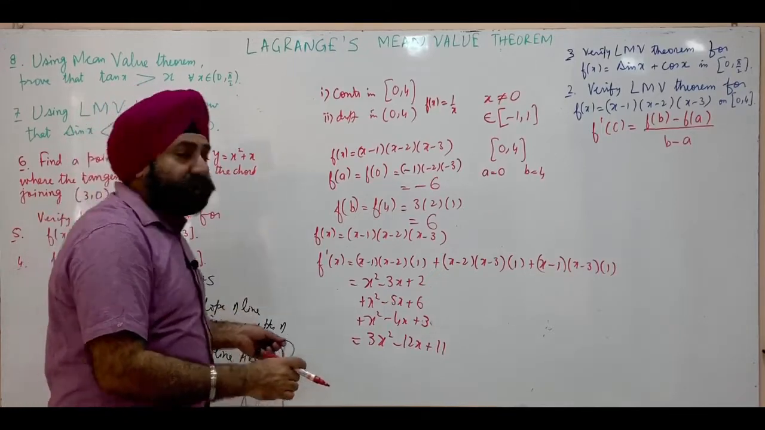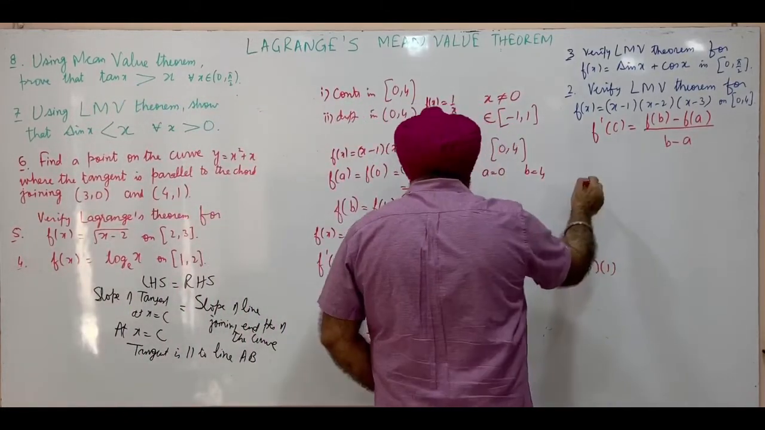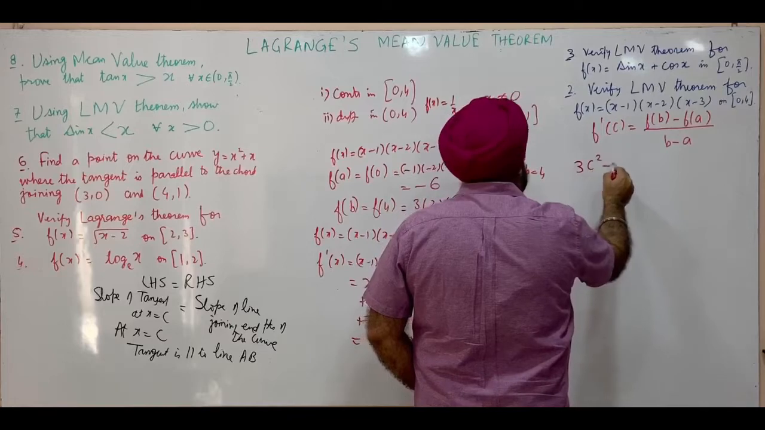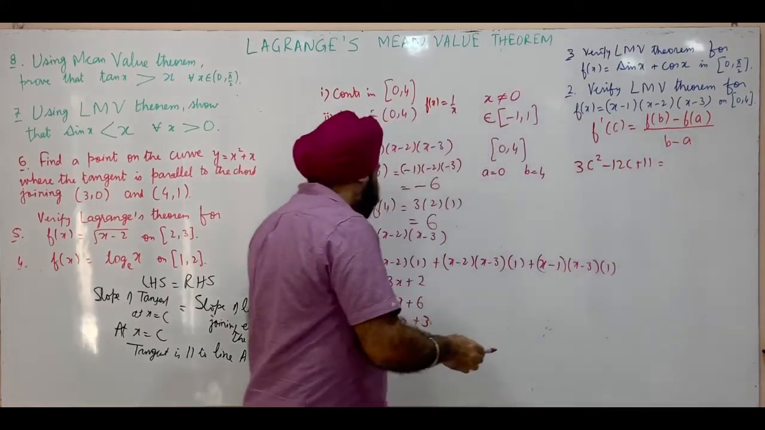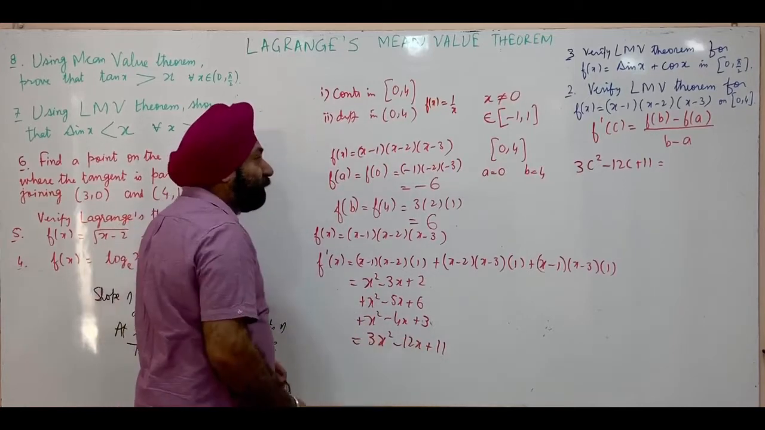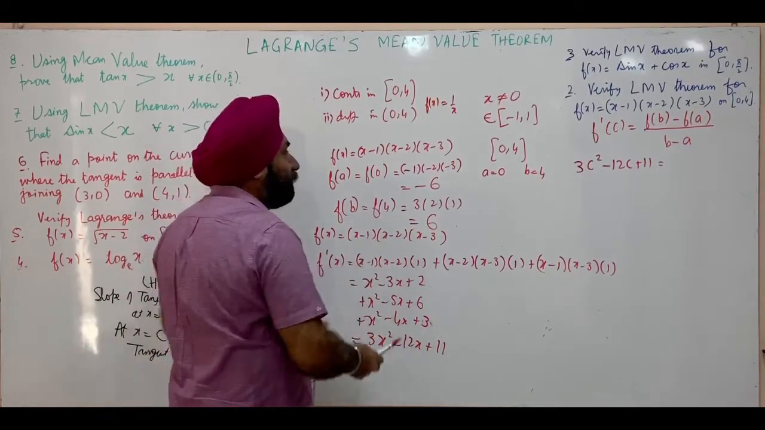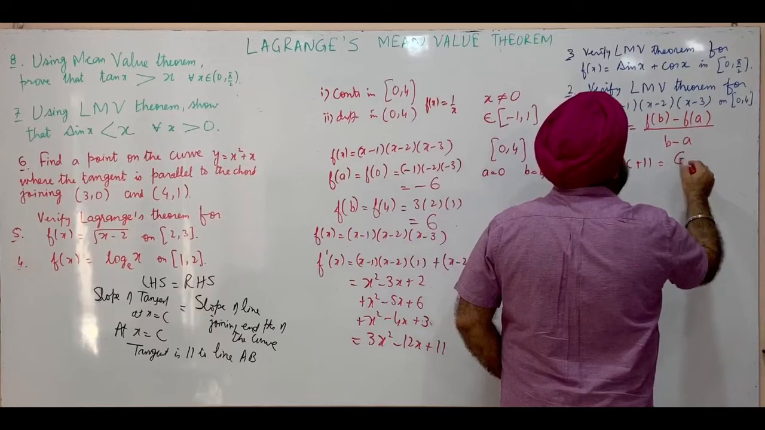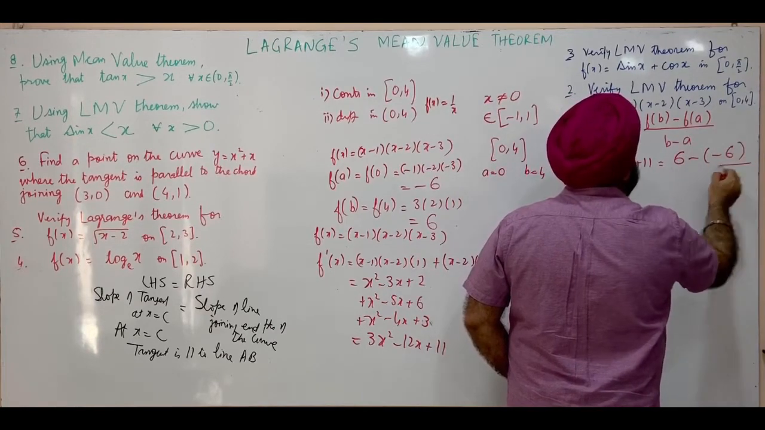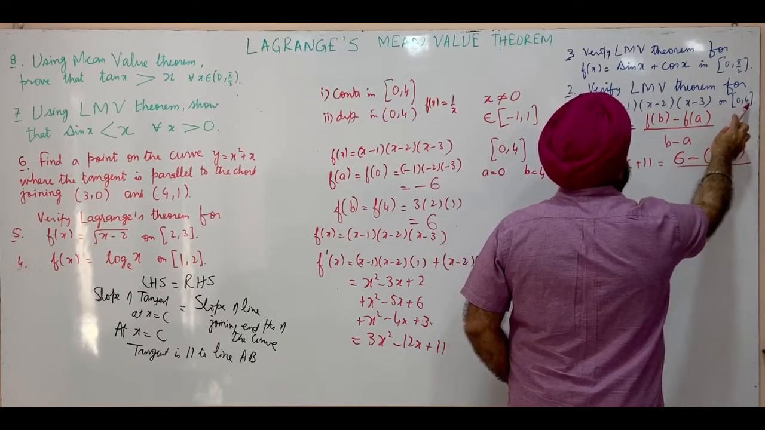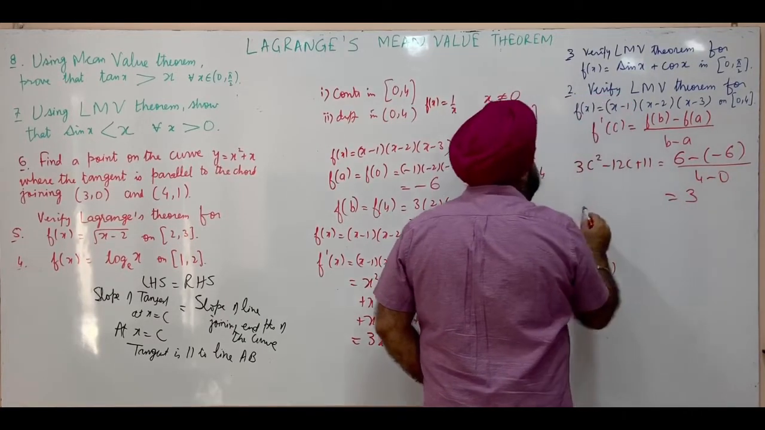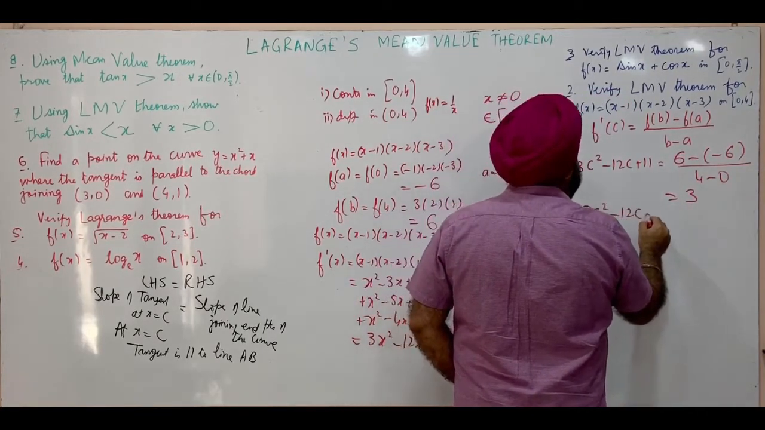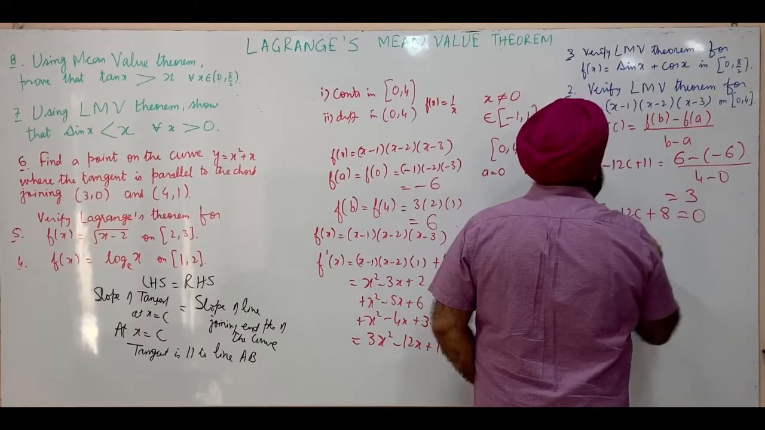We can substitute these values in this. F dash of c will be 3c square minus 12c plus 11. F of b is 6, so this is 6 minus f of a, which is 0, upon b minus a, which is 4 minus 0. This is 12 upon 4, this is 3. So 3c square minus 12c plus 8 equals 0.